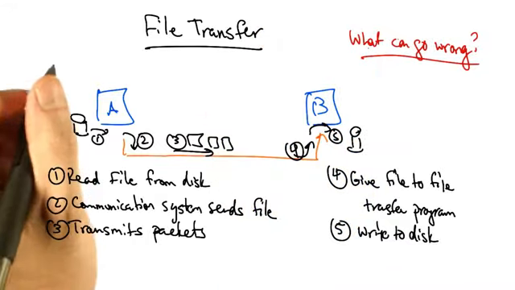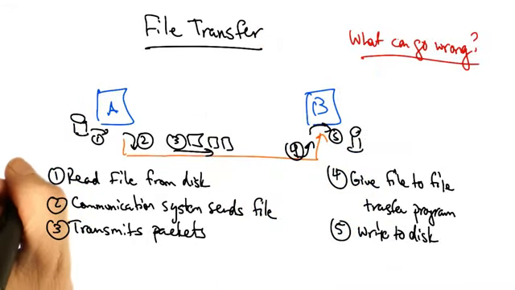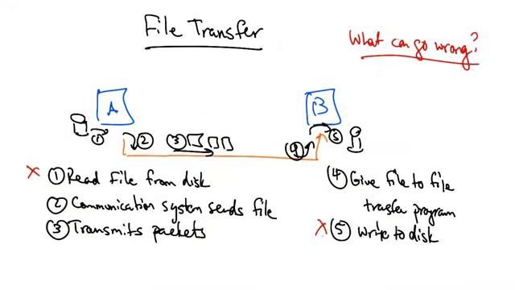So what can go wrong in this simple file transfer setup? Well, first, reading and writing from the file system can result in errors. There may be errors in breaking up and reassembling the file. And finally, there may be errors in the communication system itself.